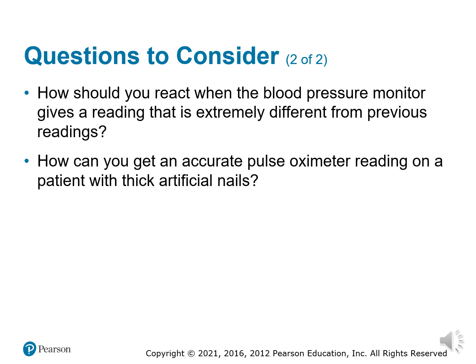So how should you react when the blood pressure monitor gives a reading that is extremely different from previous readings? And then how can you get an accurate pulse ox reading on a patient with a thick artificial nail? So remember, blood pressure monitors are sometimes inaccurate. You should trust the trend and obtain a manual pressure to confirm this if you do have any issues with the manual one or with the electronic one.